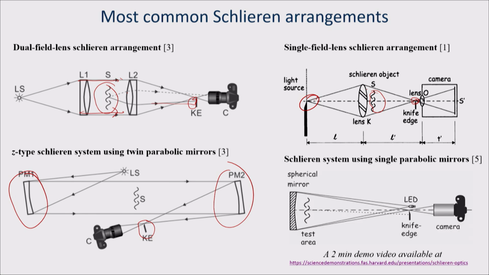The other one is, instead of two mirrors, you have a single mirror, but you can see that the angle you have to work with is really small. So this is also one method. Instead of two mirrors, you can have a single spherical mirror. These mirrors, called parabolic mirrors, create a parallel beam if you put a light source at the focal point. So these are the common types of Schlieren arrangements.